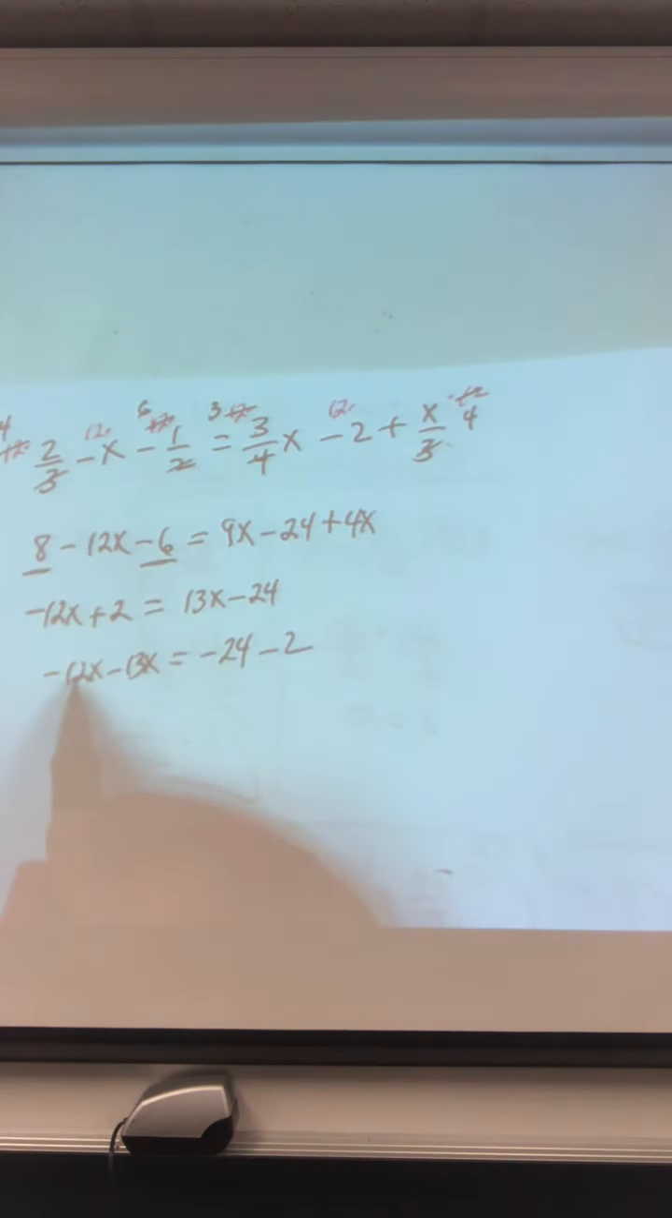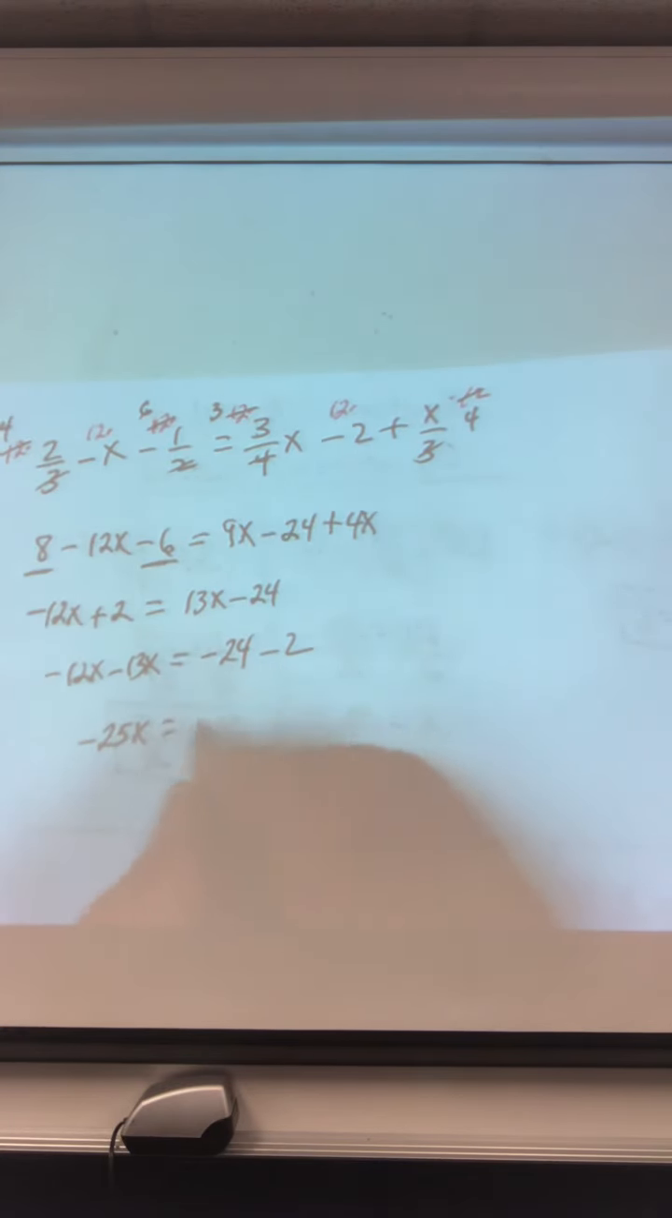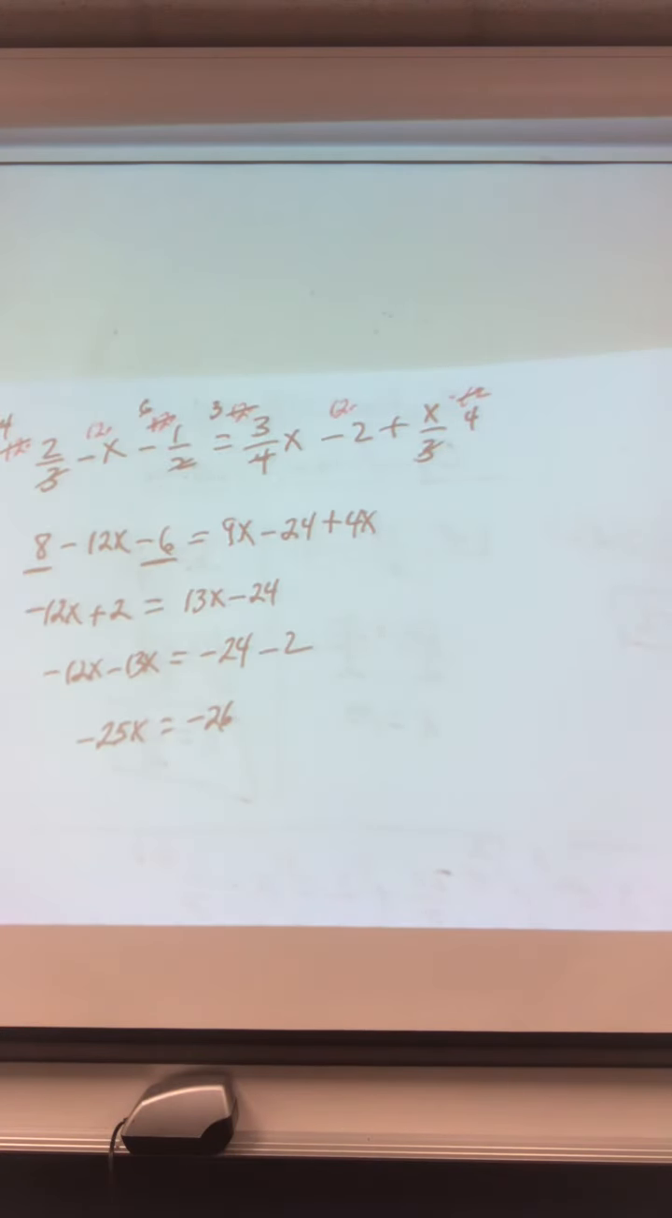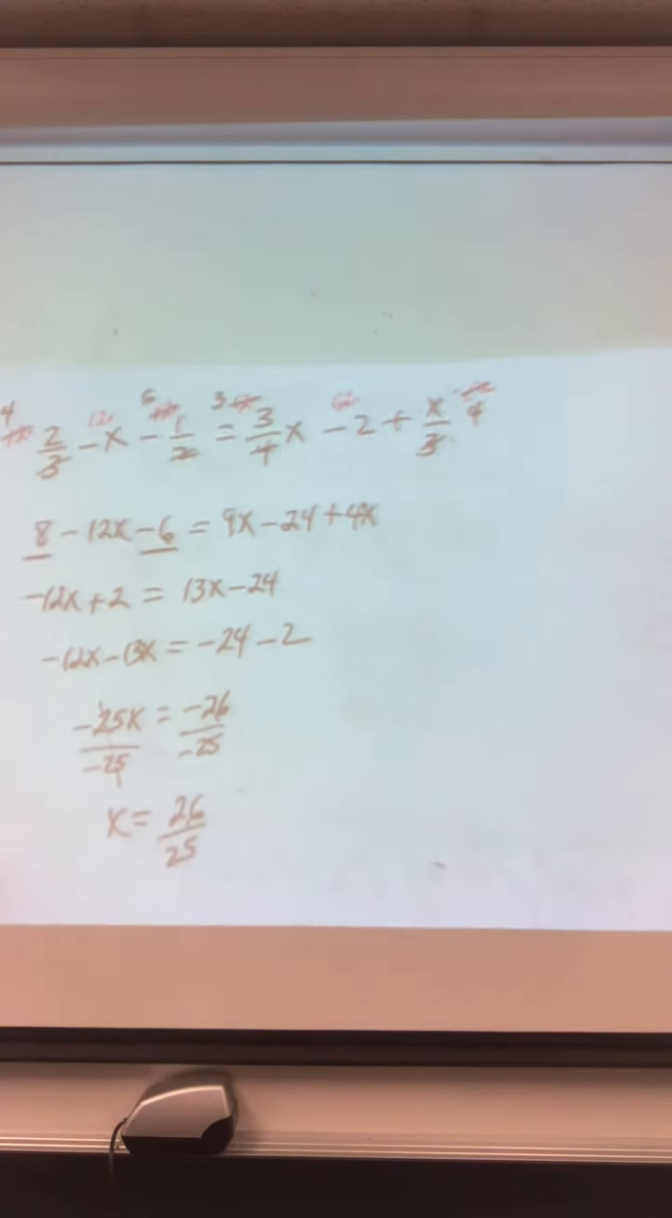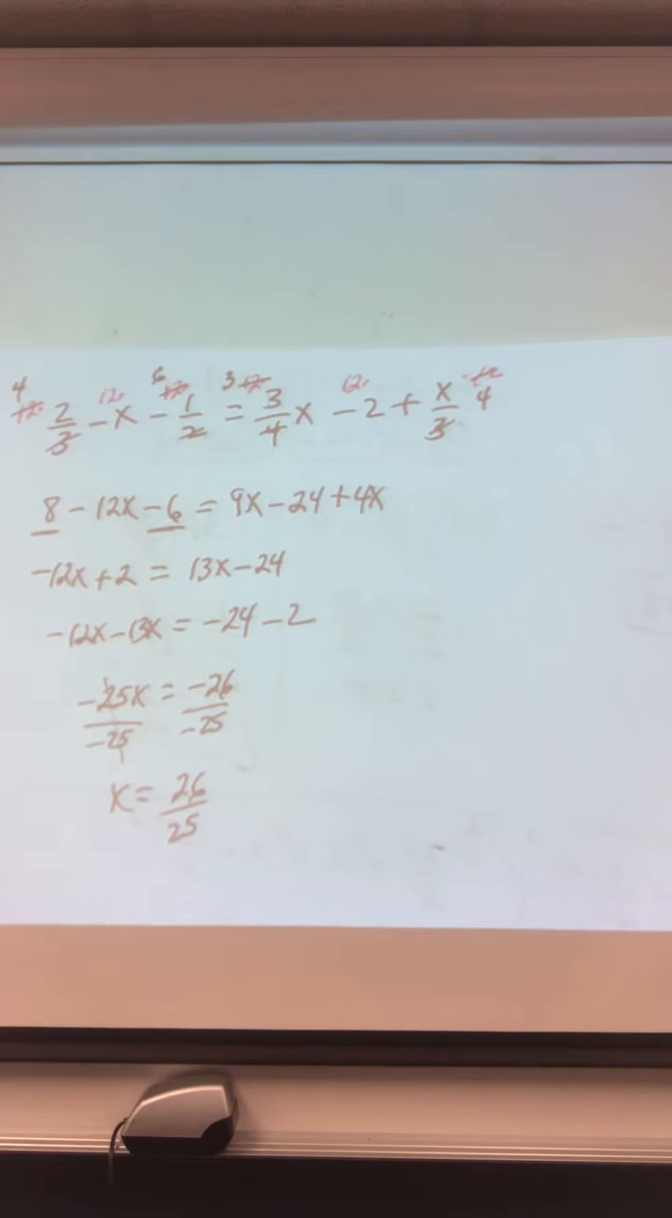All right, if you lose 12 and then you lose 13 more, you have lost 25. And then if you lose 24 and you lose 2 more, you've lost 26. Divide both sides by negative 25, the coefficient, it cancels. A negative over a negative is a positive, and no, 26 over 25 does not reduce.